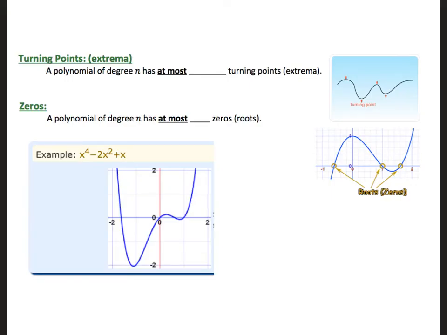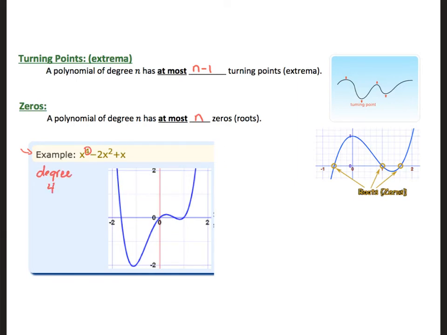As well as finding end behavior, you can use your degree to find turning points and zeros. A polynomial with a degree n has at most n minus 1 turning points, and a polynomial of degree n has at most n zeros. An example of that would be pulling back this example that we've already seen. We have x to the 4th minus 2x to the 2nd plus x. This is in standard form. I can quickly see my degree is 4.